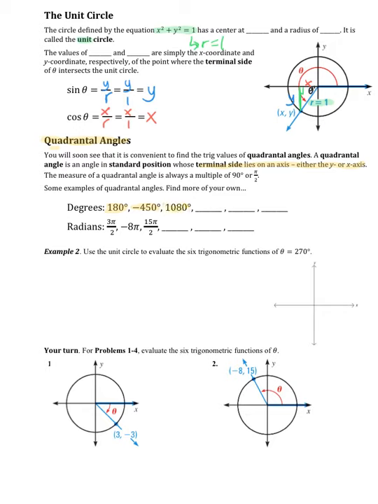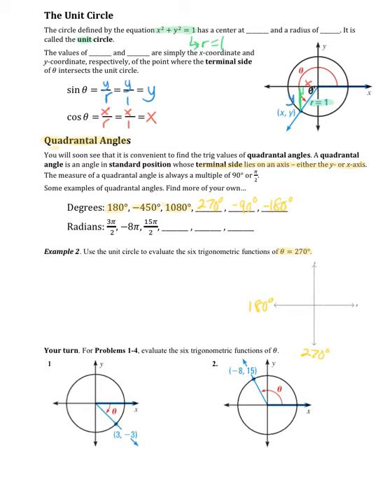So for example, in degrees, we could talk about 180, which we would see over here, 180 degrees, or negative 450, or 10,080. Another example would be 270 degrees, and that's the example we're going to be looking at down here for the next example. So we can go ahead and write 270 down here. Other examples of quadrantal angles would be something like negative 90 degrees or negative 180 degrees, anything that's a multiple of 90. And we can also write quadrantal angles in radians as well. So 3 pi over 2 is an example of a multiple of 90.